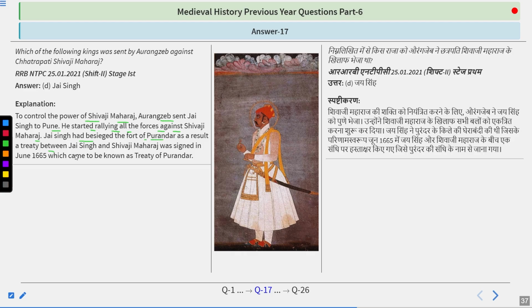As a result, a treaty between Jai Singh and Shivaji Maharaj was signed in June 1665, which came to be known as the Treaty of Purandar. Remember, a Treaty of Purandar was also signed between Marathas and Britishers later on during the 1770s. So do not get confused between the Treaty of Purandar between Mughals and Marathas and the one between Britishers and Marathas. This one was done with Raja Jai Singh, who was the king of Amer, which had relationships with Mughals.